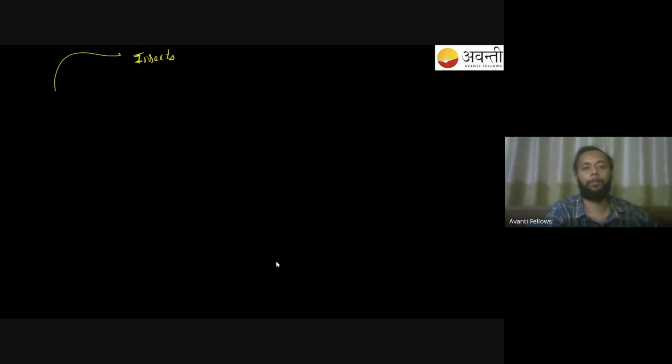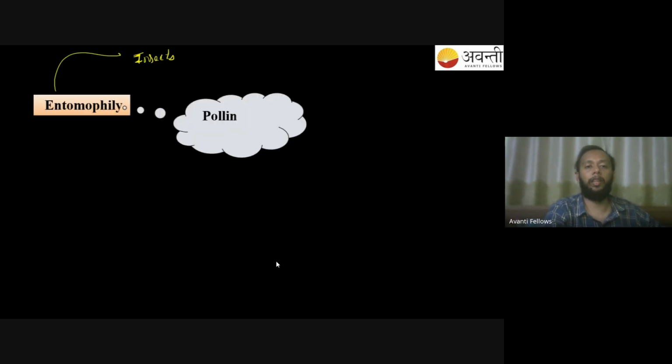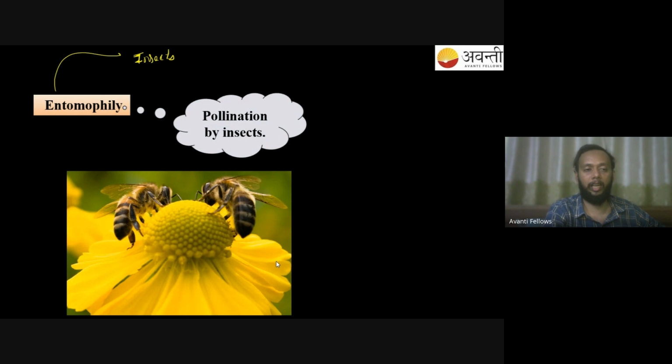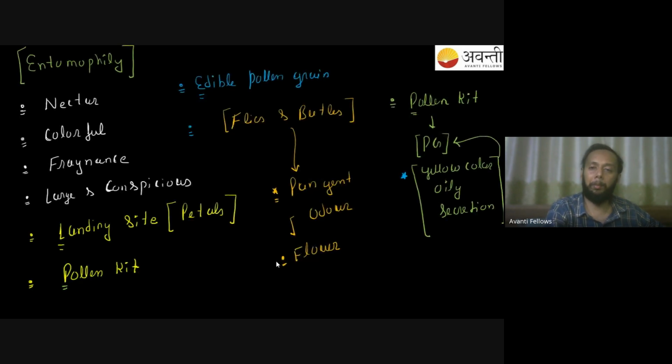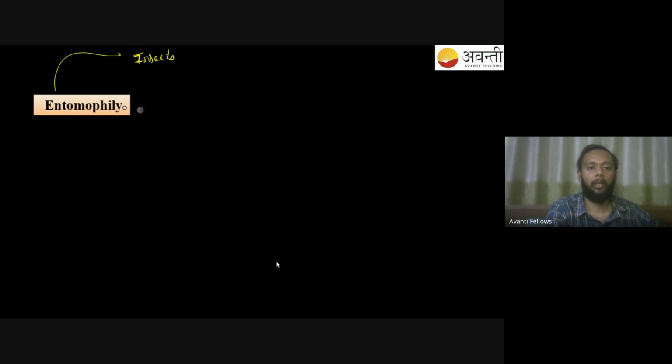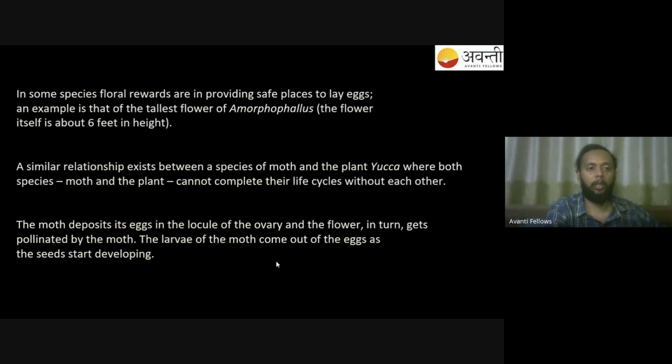Please remember them. Okay. So now you can say entomophily, pollination by insects, right? And these points have to be remembered by you. Write them down later. Make sure you write down all those points, so that you remember all the time. So that is my entomophily over here.